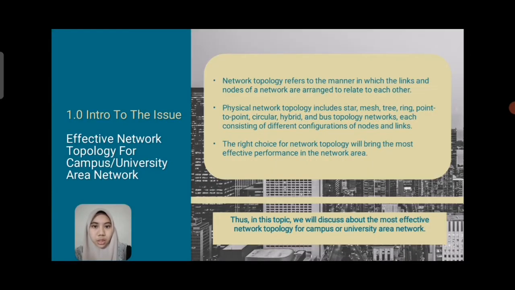The intro to the issue. Network topology refers to the manner in which the links and nodes of a network are arranged to relate to each other. Physical network topology includes star, mesh, tree, ring, point-to-point, circular, hybrid, and bus topology network, each consisting of different configuration of nodes and links. The right choice for network topologies will bring the most effective performance in the network area. Thus, in this topic, we will discuss the most effective network topology for campus or university area network.